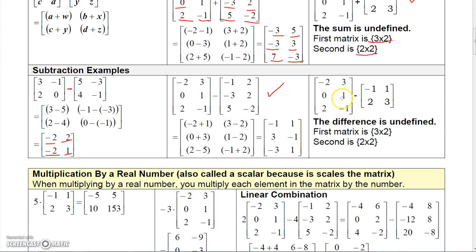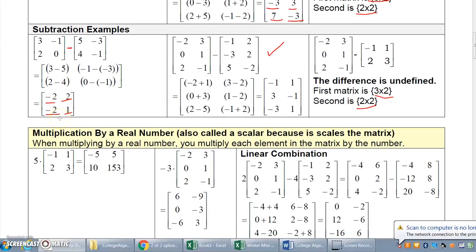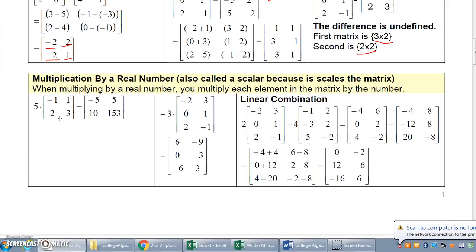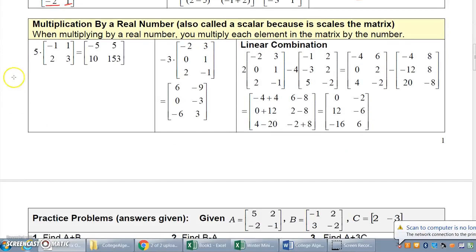And again, you can't subtract these two because the first matrix is a 3 by 2, the second is a 2 by 2, and since subtraction is actually a form of addition, the same rule applies. They're different sizes, so the operation will be undefined.